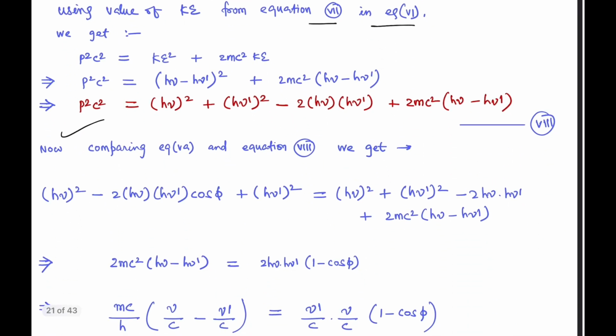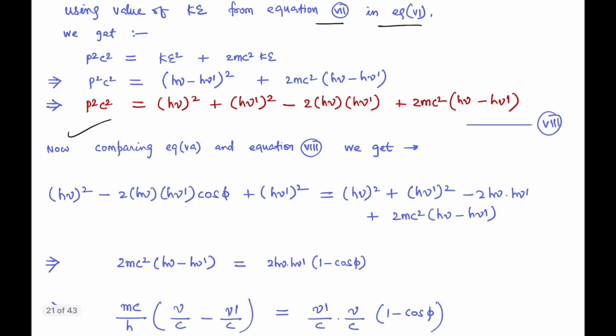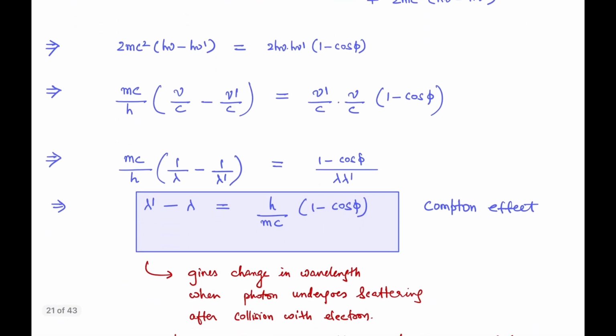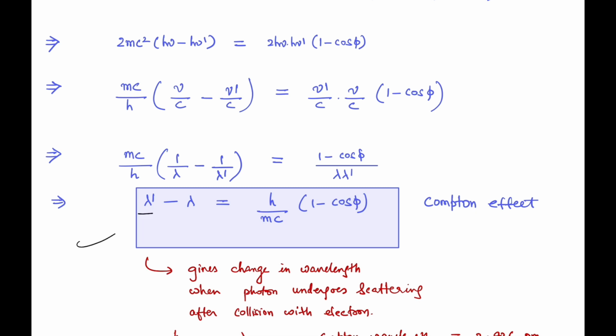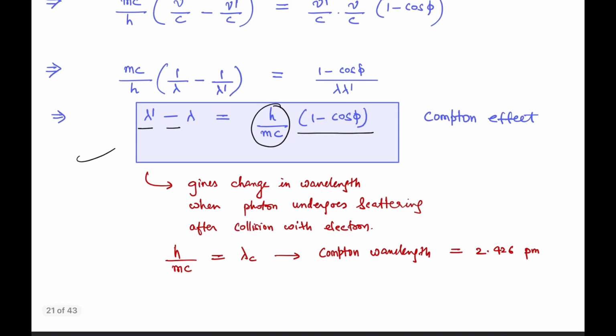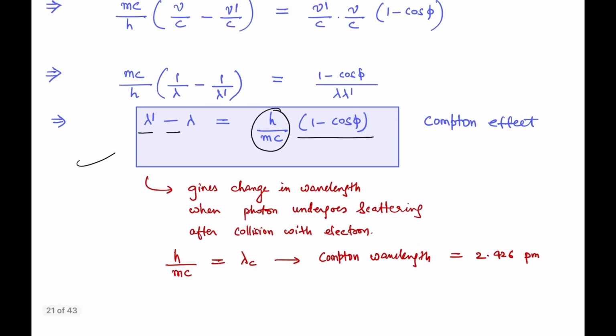Okay. And when you compare equation 5a and 8, you simply get the final expression after so much manipulation, that is lambda prime minus lambda is equal to h by mc into 1 minus cos phi. So what is lambda prime here? We know that the primed quantity is the quantity associated with the photon after the scattering, and the unprimed quantity is before the scattering.